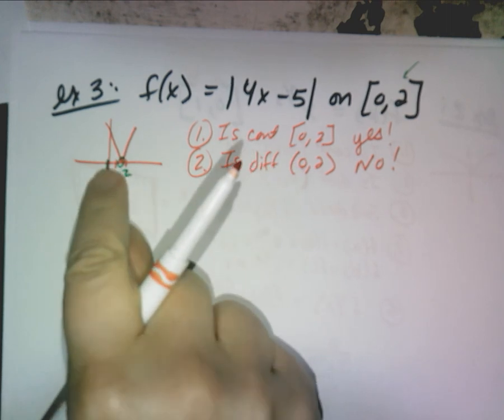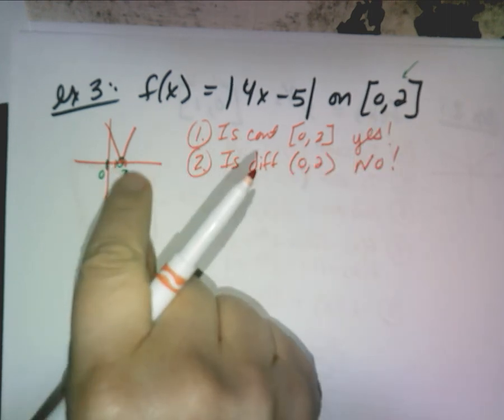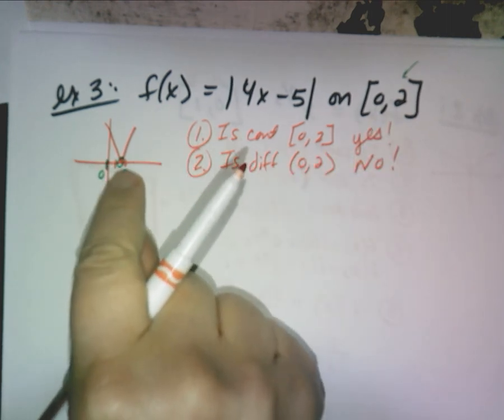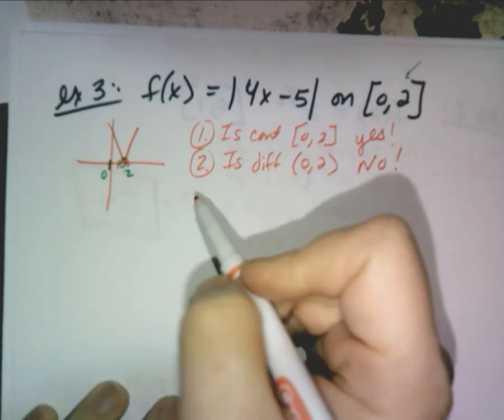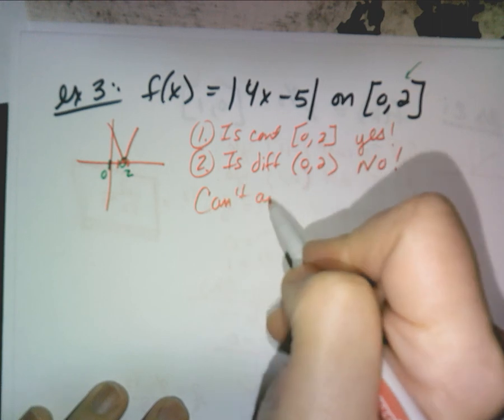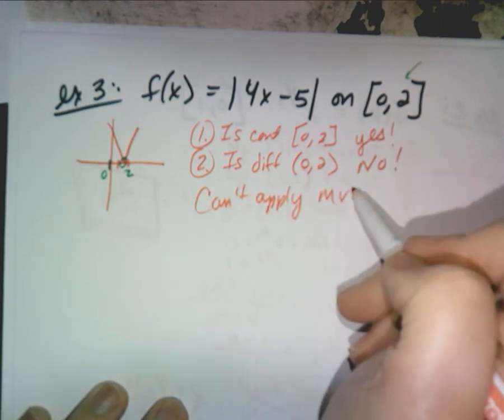If this interval was shifted from 2 to 4 or whatever, sure, I could apply the mean value theorem. Since it's in the 0 to 2 range, it can't take a derivative in that range. It has to be able to take a derivative at every point in that range. Okay. All right. So here's what you would say. Can't apply the mean value theorem.